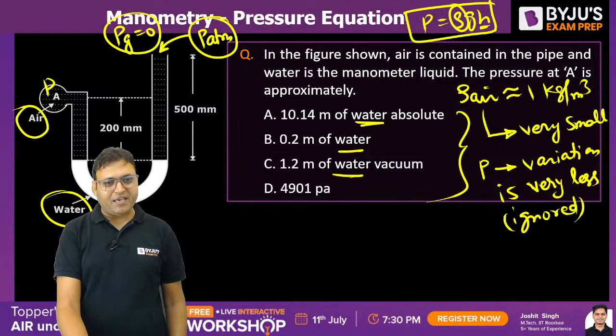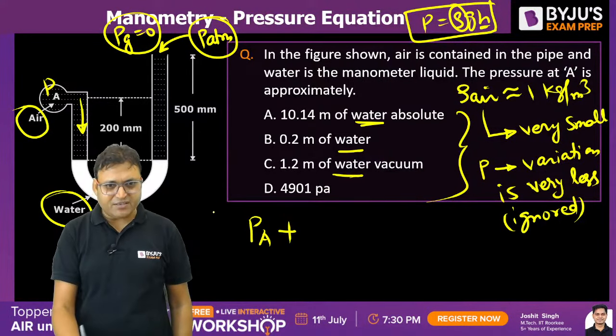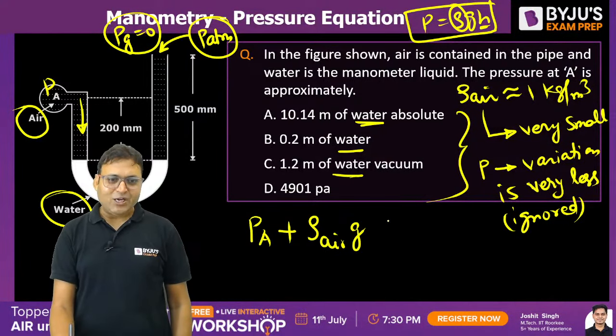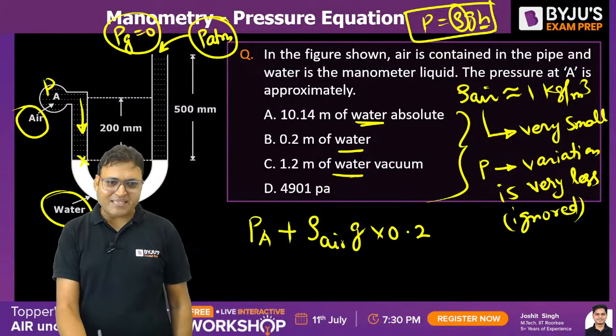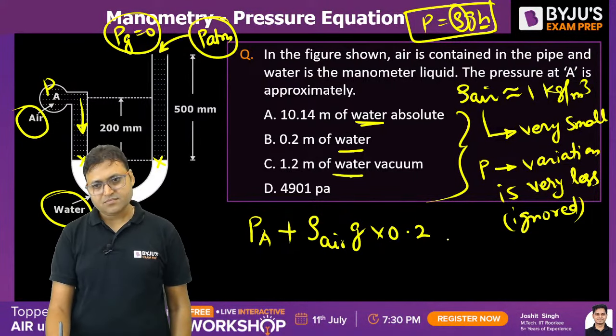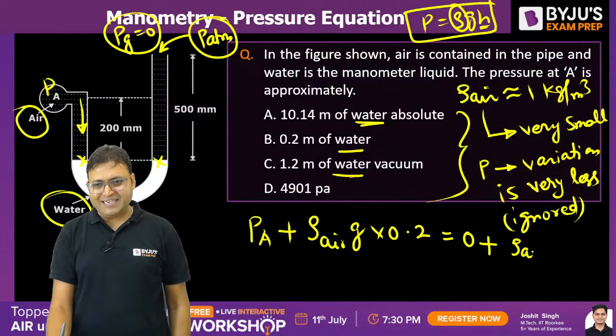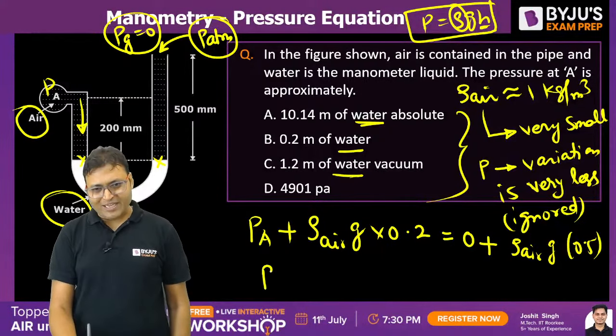So pressure at A is PA. Can we write the pressure equation? PA, we are traveling in downward direction, then density of air into G into H, 200 millimeter, that is 0.2. Pressure here will be same as pressure here, isn't it? And here also there is air. Or we can say it is equal to 0 plus density of air into G into 0.5. Are you getting it? So what is the value of PA?